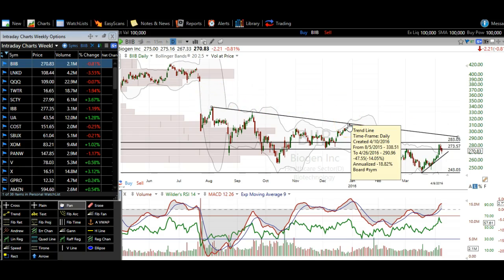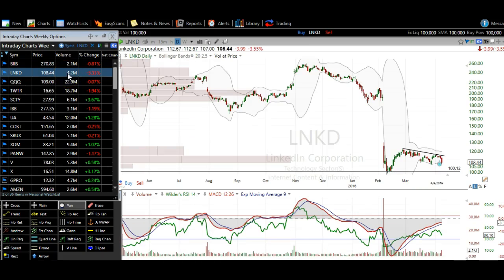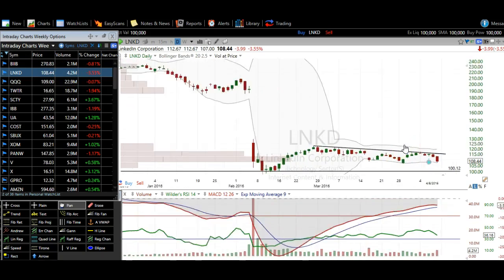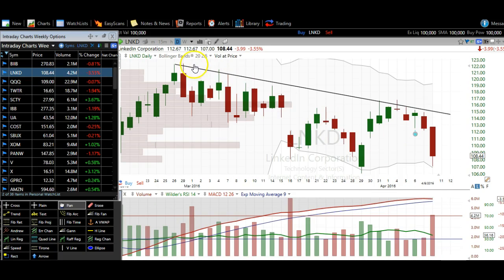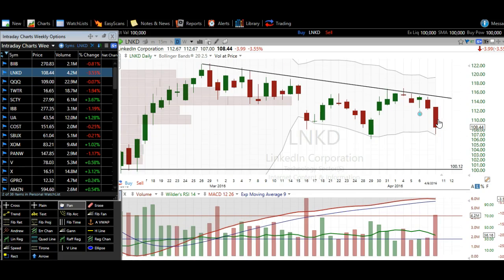All right. Next, I want to cover LinkedIn. I'm going to scroll in a little bit. LinkedIn, this is the daily chart. Got a really nice downtrend line to work off against. I do think that LinkedIn is heading lower in the near term. We've got a big bearish candle right here with some big volume right here. So we're seeing some sellers come in.